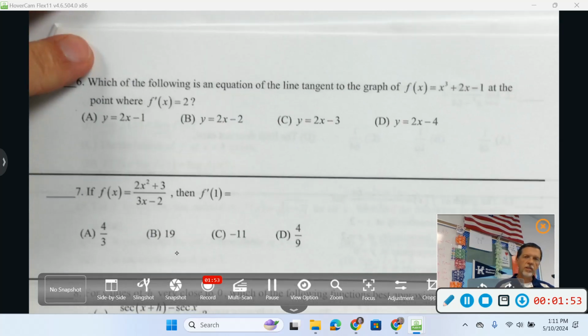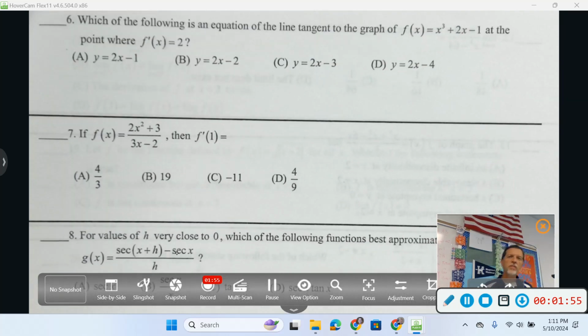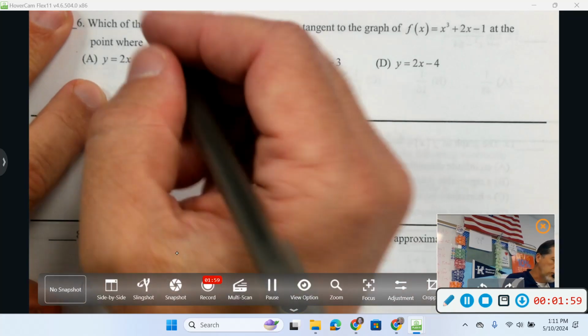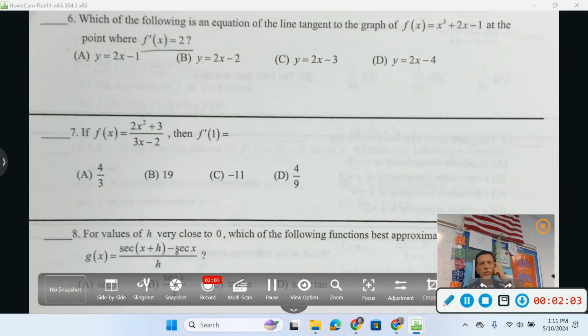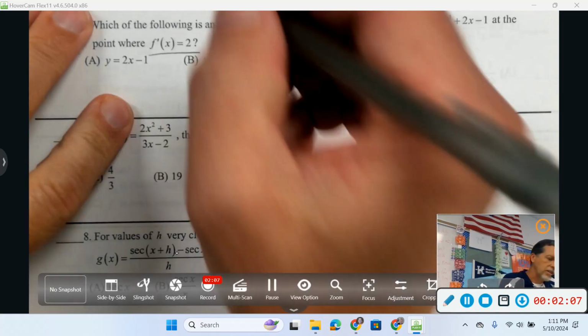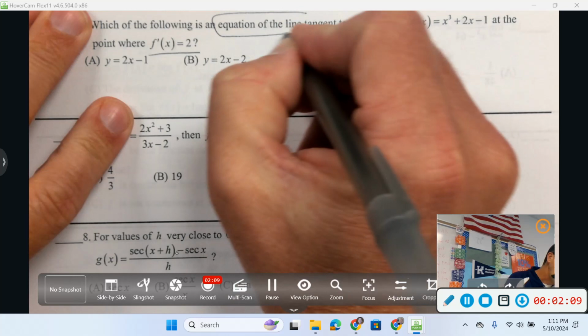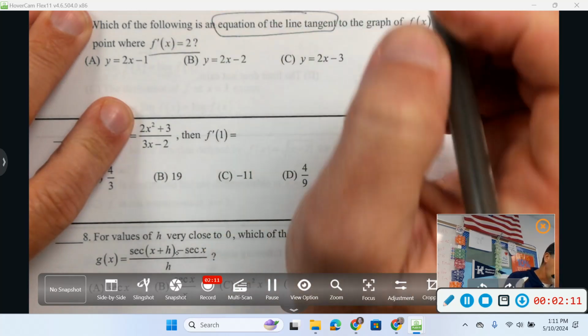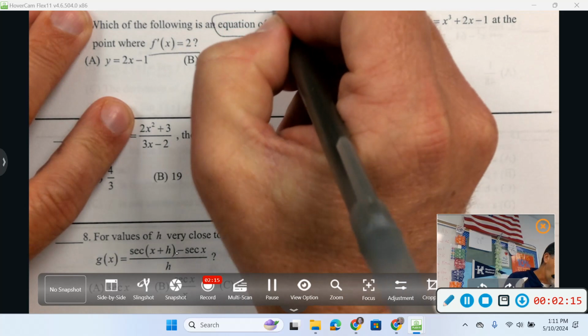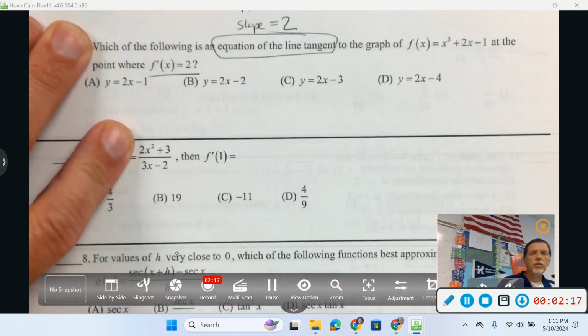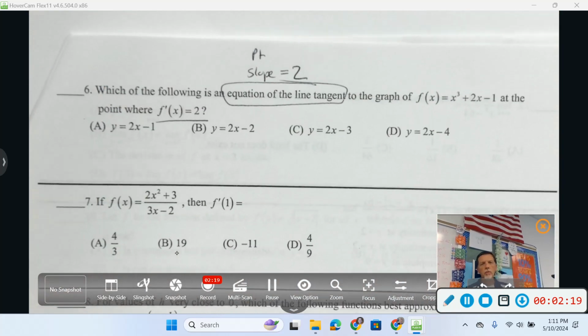Number 6. Which of the following is an equation of the tangent line to the graph at the point where f prime equals 2? Oh, well, that's kind of interesting. So I want where the slope is 2, and then kind of back up and figure out what the tangent line looks like. Equation of a tangent line, so I need point and slope. I guess I know slope already. Slope's 2. But I need to work backwards and figure out what point that happens at.